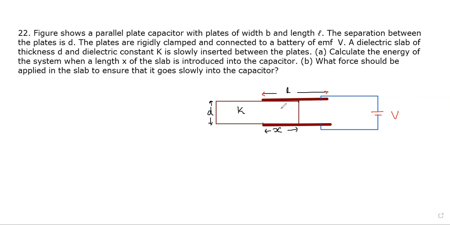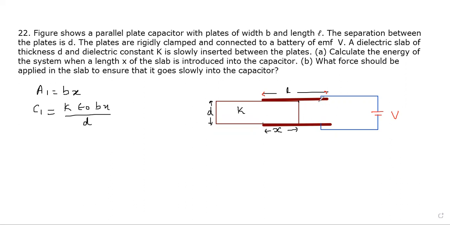The area of the portion inside the capacitor, suppose it is A1, is X times the width of the capacitor B. So that is Bx. And suppose the capacitance of this portion is C1. So that will be equal to K, the dielectric constant, times epsilon naught times area, which is Bx, divided by the separation D.